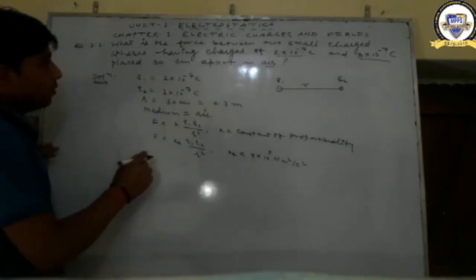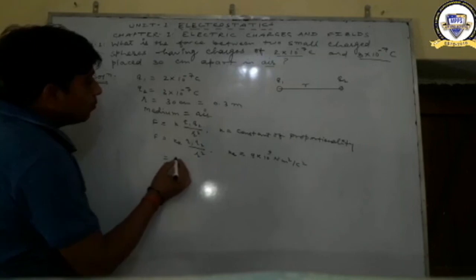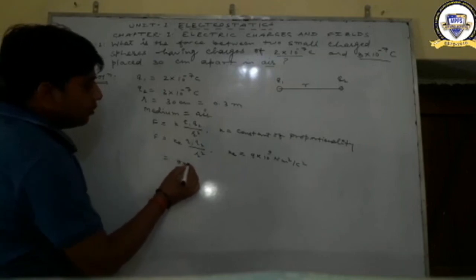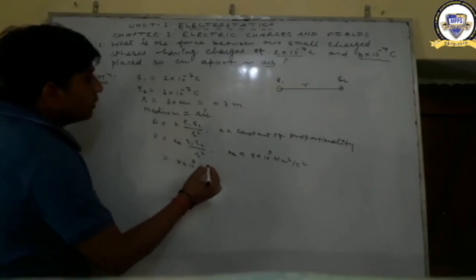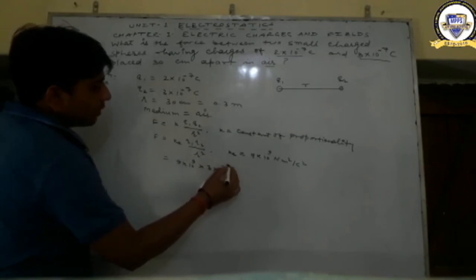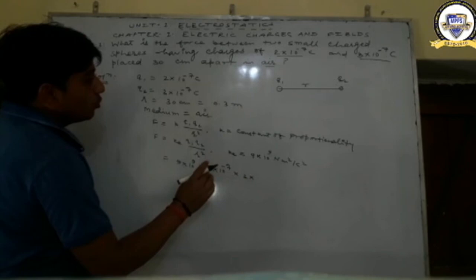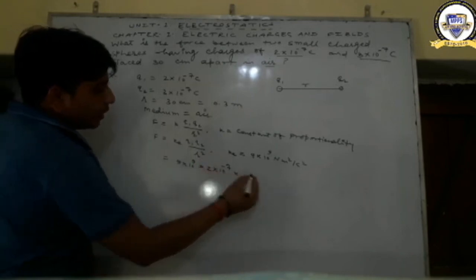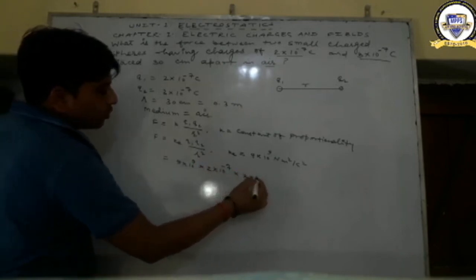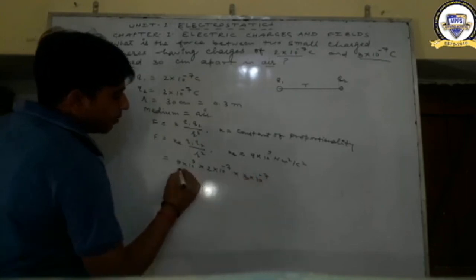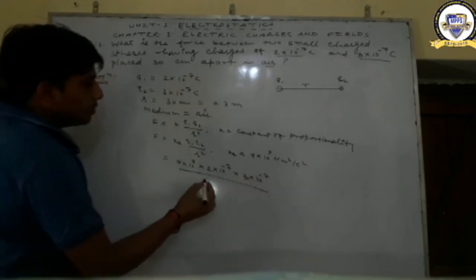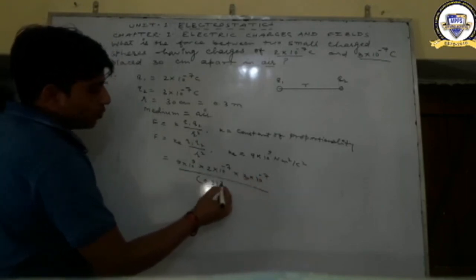Now put the values. K is given 9 into 10 power 9, Q1 is given 2 into 10 power minus 7 and Q2 is given 3 into 10 power minus 7, divided by r square. R square means 0.3 whole square.